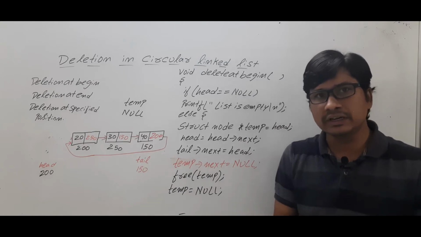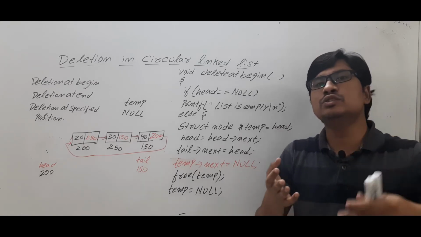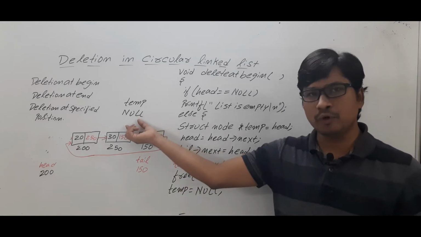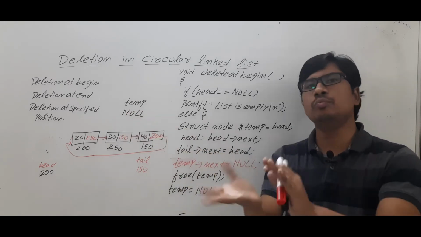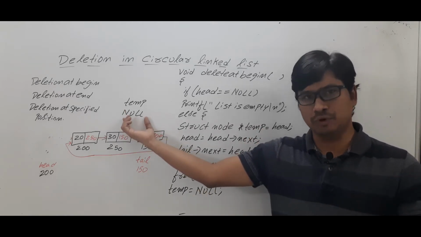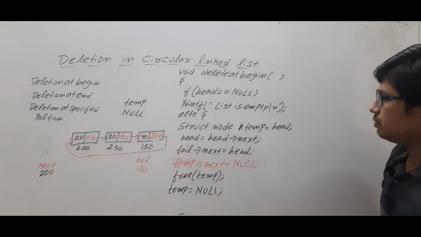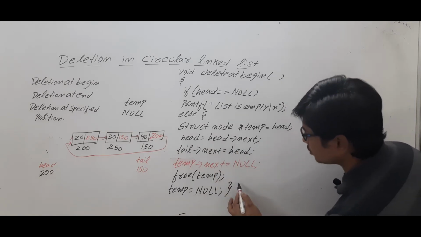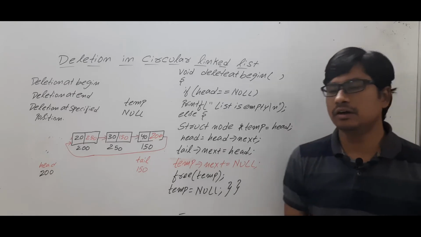What is a null pointer? A pointer which is not pointing to any memory location, we will call it a null pointer. So temp value is null. It is not pointing to any memory location. This is okay instead of the dangling pointer problem. So let me close the else, and I will close the function. Is it clear? Are you able to understand?